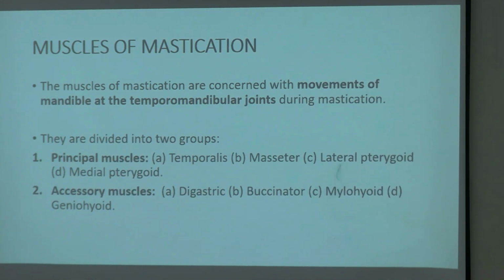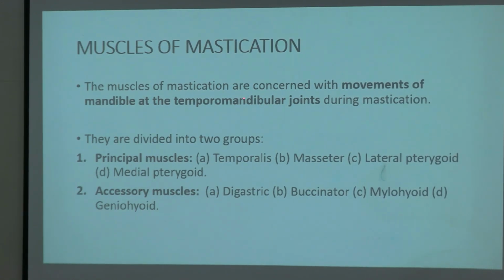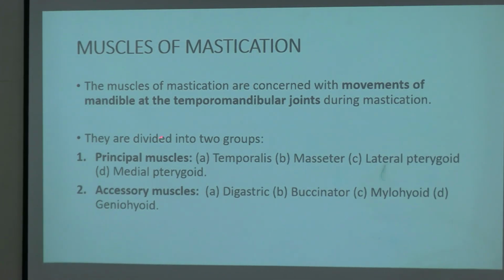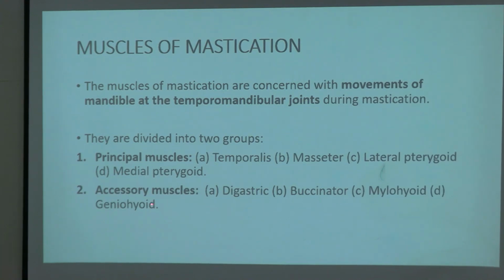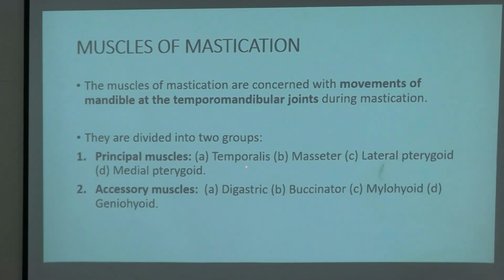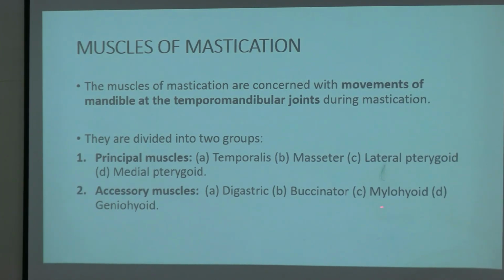For muscles of mastication, maxillary artery and mandibular nerve, I have added only a few important points. The muscles of mastication are concerned with the movements of the mandible at the TMJ during the mastication process. They are divided into two major groups. The first one is principal muscles, the second one is accessory muscles. The principal muscles are temporalis, masseter, lateral pterygoid and medial pterygoid. Accessory muscles are digastric, buccinator, mylohyoid and geniohyoid muscles.